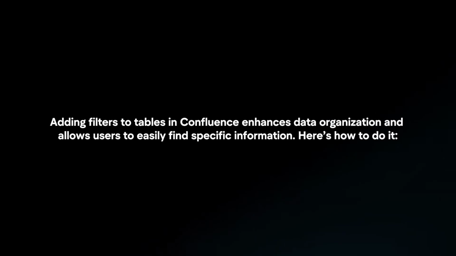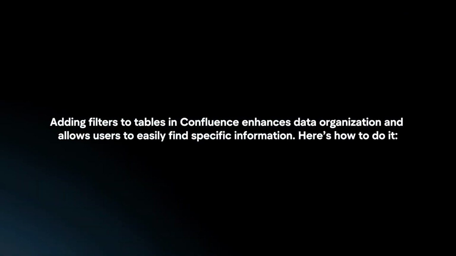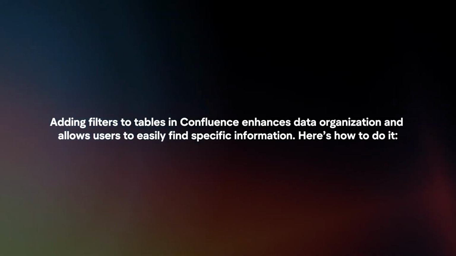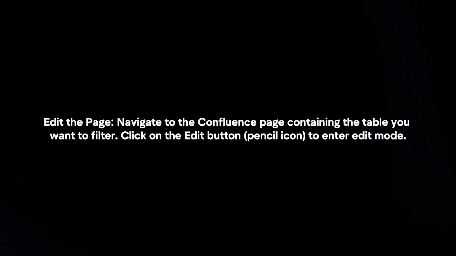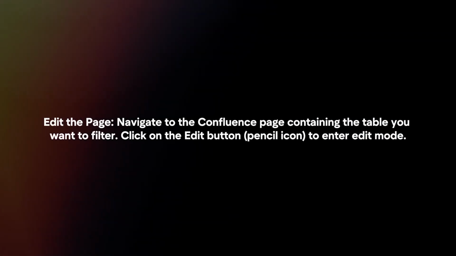Adding filters to tables in Confluence enhances data organization and allows users to easily find specific information. Here's how to do it. Edit the page. Navigate to the Confluence page containing the table you want to filter.